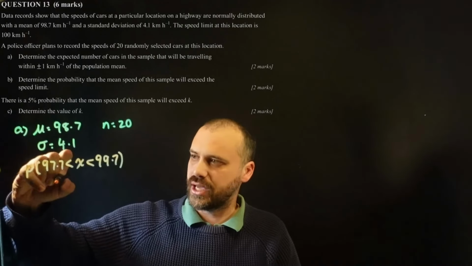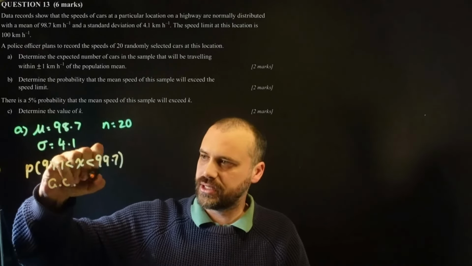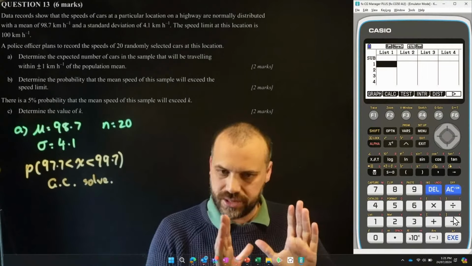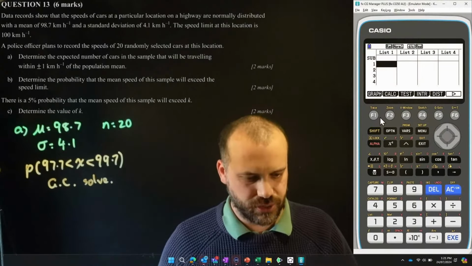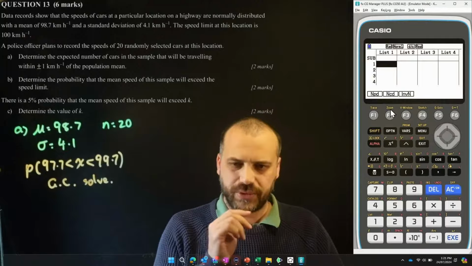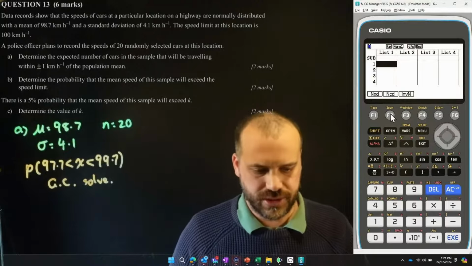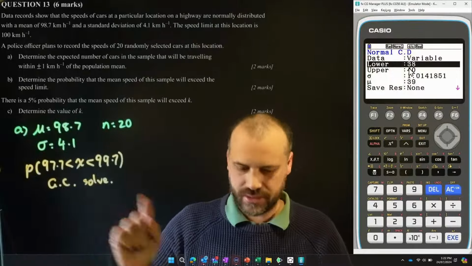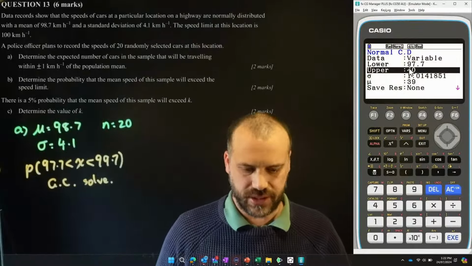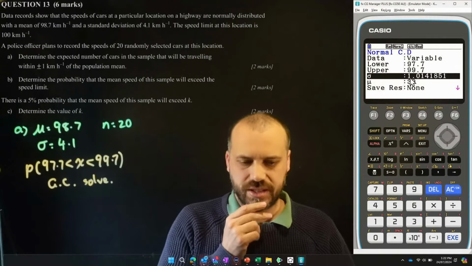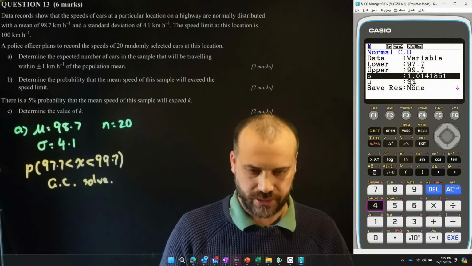Now we're just going to use our graphics calculator to solve that. And let's call it up. Now I'm in stats mode again, and we're doing a distribution. We're doing a normal distribution, and we're trying to find a probability. So it's going to be NCD. Okay, now the lower value here is 97.7. The upper value is 99.7. Now the standard deviation, 4.1.